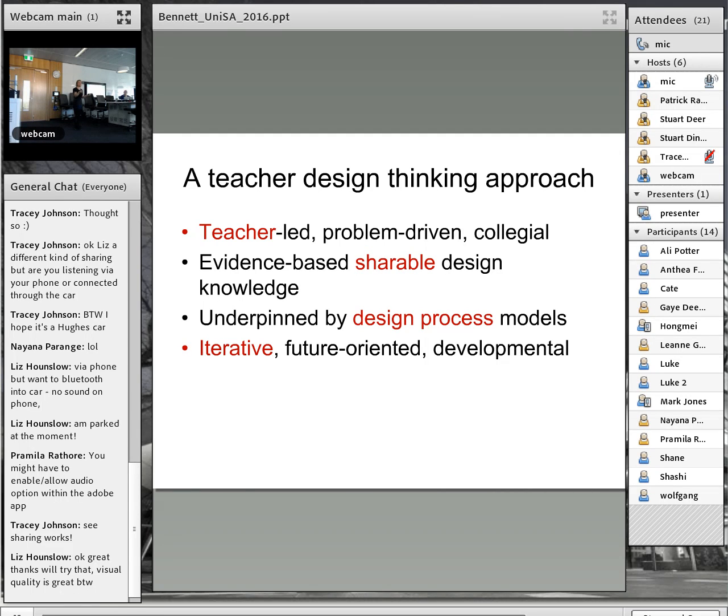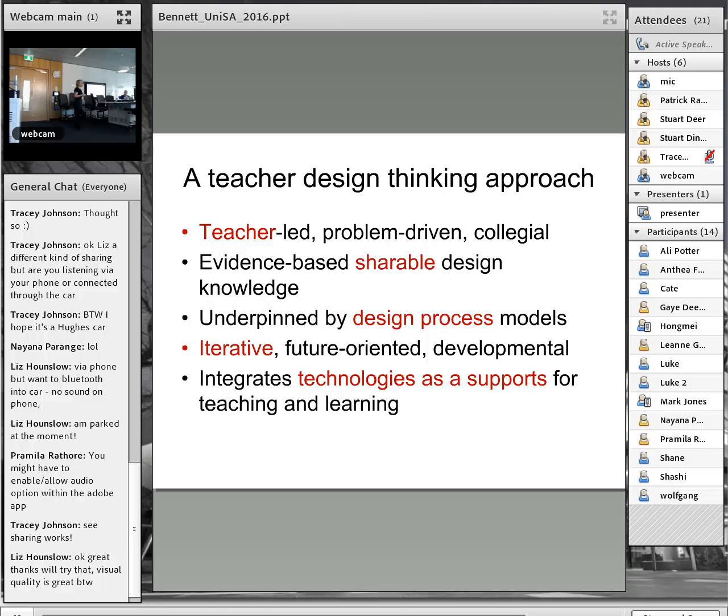And then sometimes if the marking is done by somebody else, some of that vital information about how students are actually working never comes back to the person who designs the subject. All of these things make it more difficult to be design savvy. And we need to integrate technologies as supports for teaching and learning. Like that's a bit of a no-brainer.